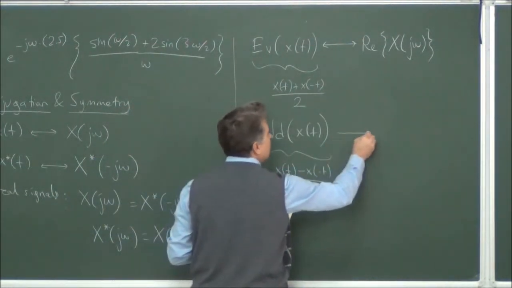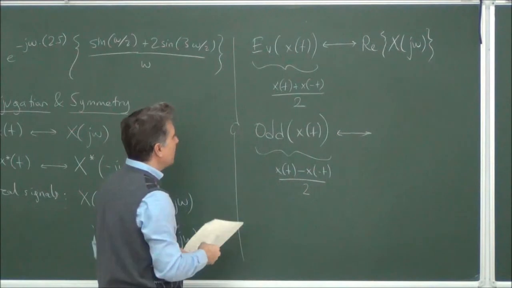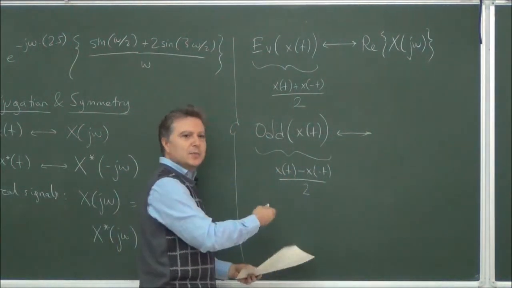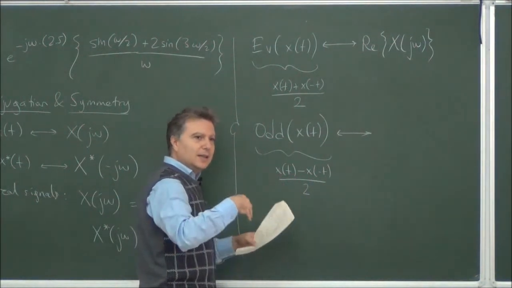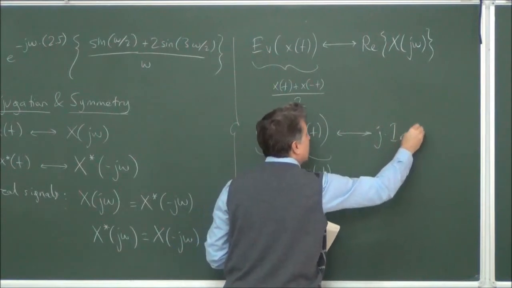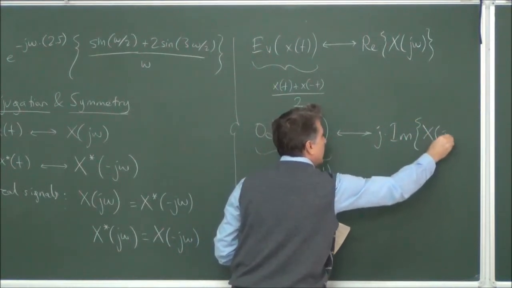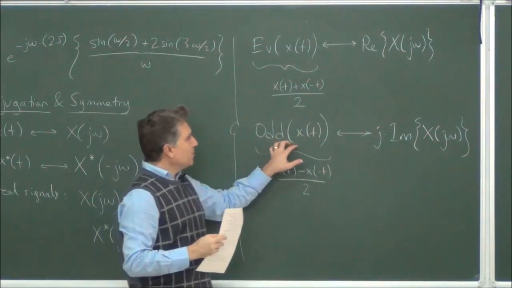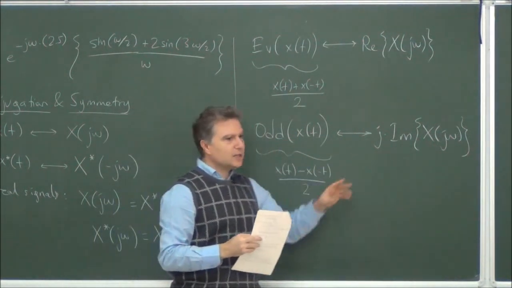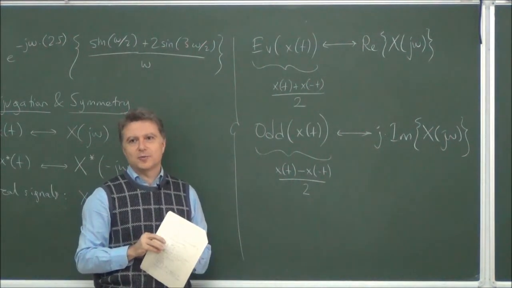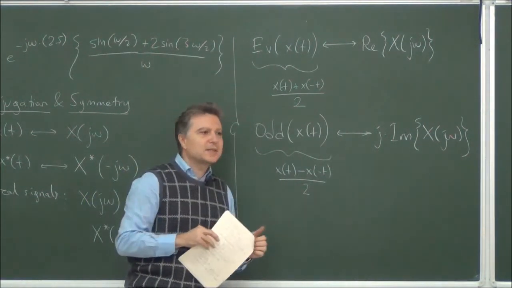And what is the Fourier transform of that? What does it correspond to? It corresponds to the purely imaginary part, and in the imaginary sense. So it is j times the imaginary part of x of j omega. So for such antisymmetric signals, the Fourier transform is only in terms of j, and there is no real part of it. It is purely imaginary. And think of the sine.